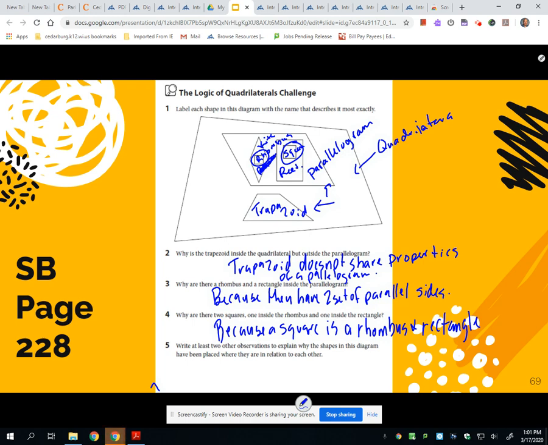And then for number 5, it says write at least 2 observations to explain why shapes in the diagram have been placed where they are and how they are in relation to each other. All right, so finish up number 5, and then you are done with today's lesson.